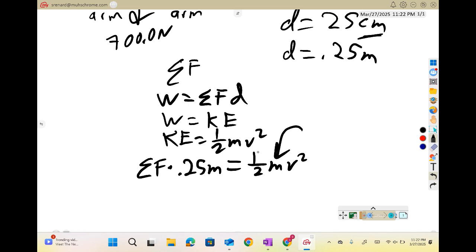We're going to have to solve for this mass. We know that the weight equals 700 newtons. But we need to figure out what the mass is.